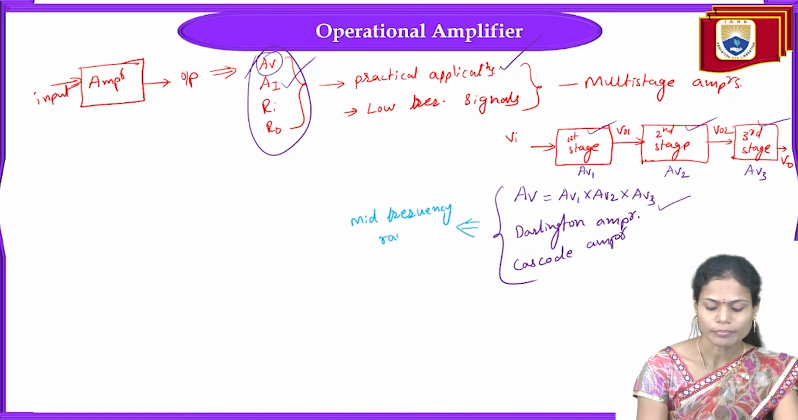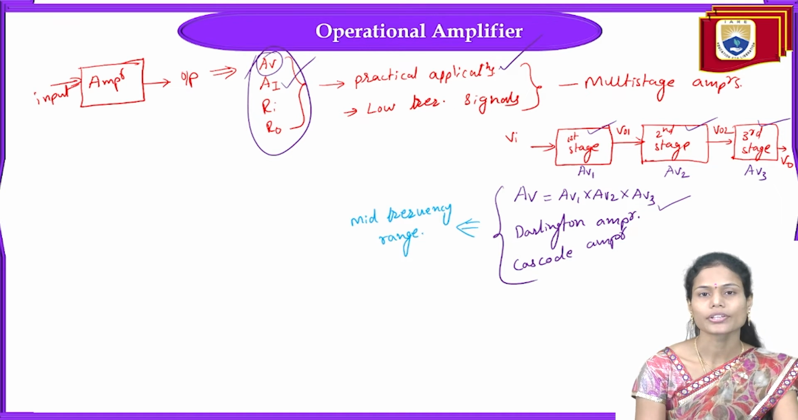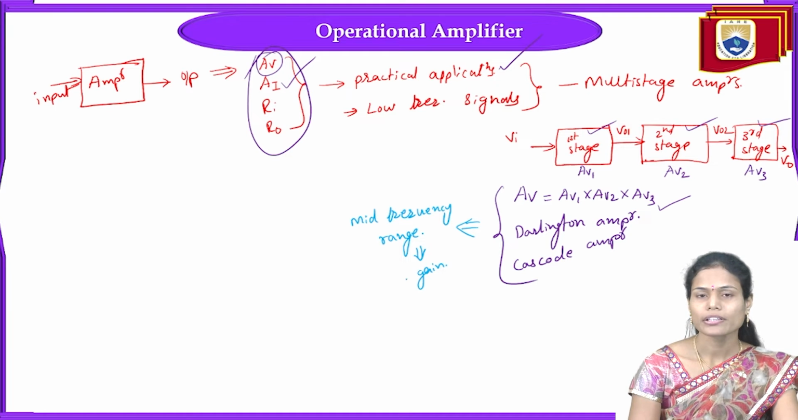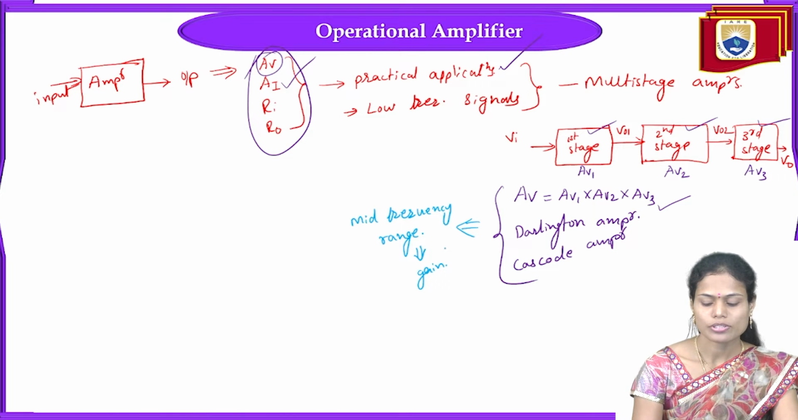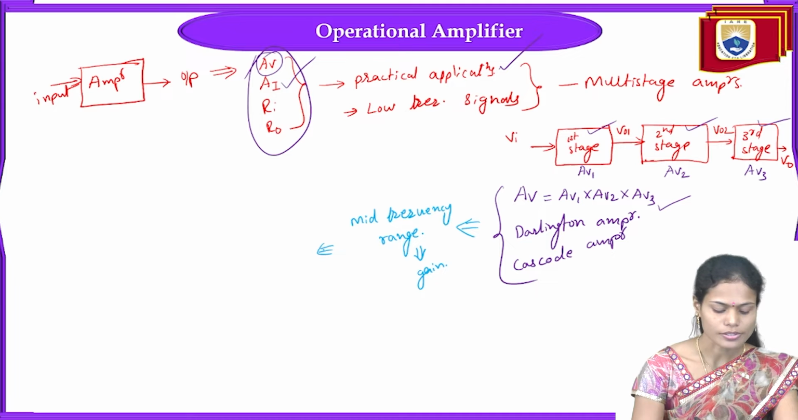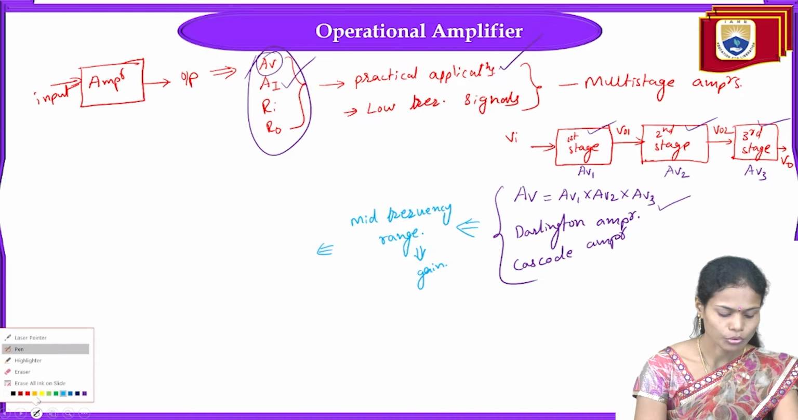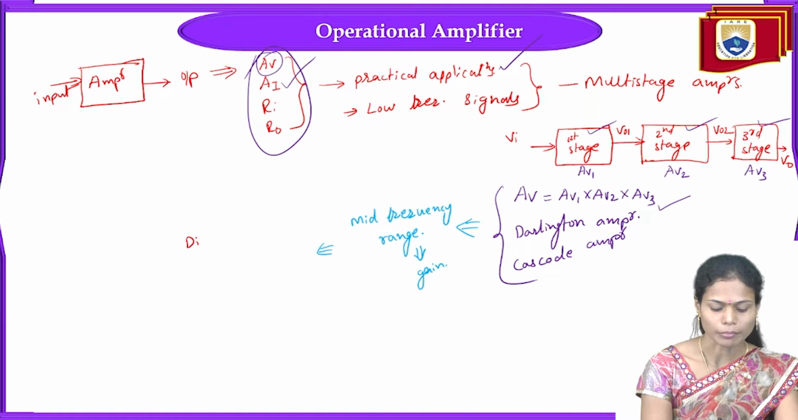Mid frequency range of signals only it can amplify. That is nothing but it will provide the highest gain when we are providing the mid frequency range of signal. If we are providing a low frequency signal or a high frequency signal, in that case it reduces the gain and it will provide a distorted output across the final output of the circuit. So this is the drawback in multi-stage amplifiers also. In order to overcome this, we are moving to the differential amplifier.